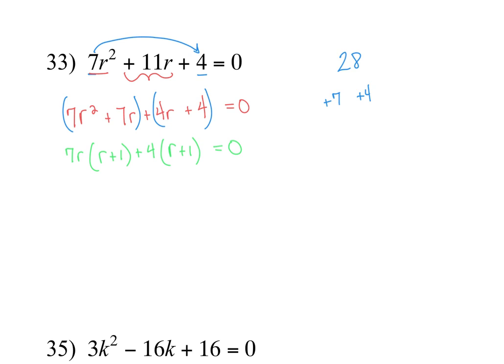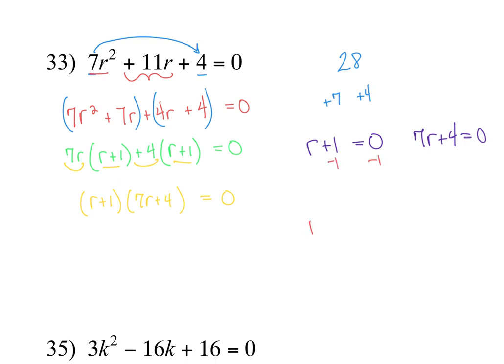Get your groups. So I have the group in common. I have the group that's made up of my leftovers, and I have successfully factored it. I'm not done. I am solving here. I need to go one more step, and I need to set each of those factors equal to 0. So I'm going to set the r plus 1 equal to 0 and the 7r plus 4 equal to 0. And then it's usually pretty simple solving.